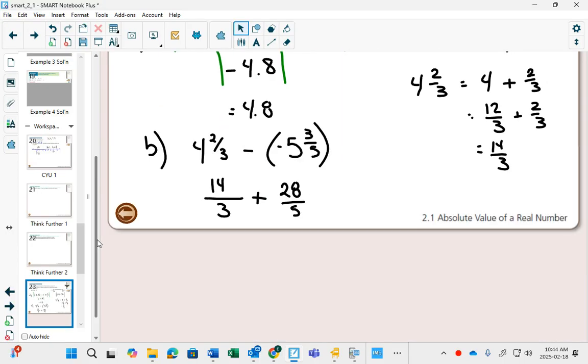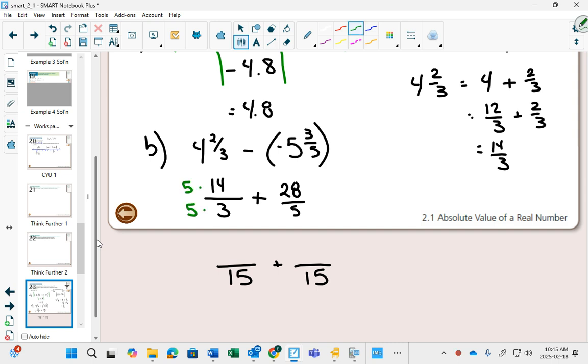But how do you add fractions? Make the denominator the same. And the denominators need to be the same. Can you see that the same denominator will have to be a 15, right? But that means for this first one, I'd have to multiply by 5 here, which means I multiply by 5 there, giving me 70. And here I'd have to multiply by 3, so I have to multiply by 3 there, giving me 84. And so I get 154 over 15.